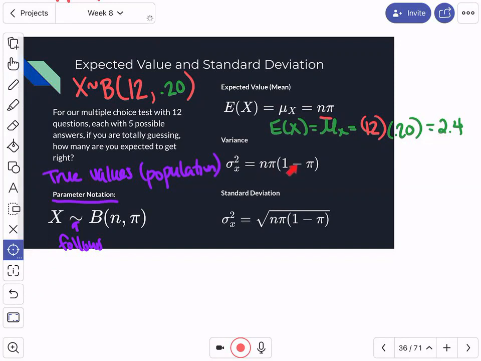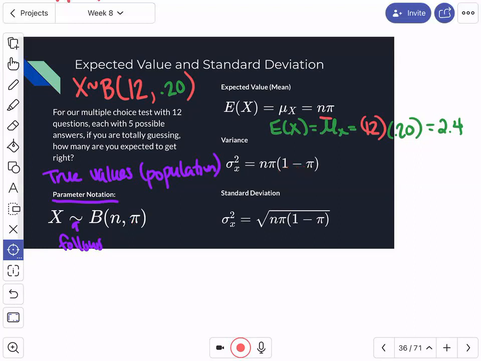What is 1 minus pi? What is pi? Pi is the probability of success, right? So the probability of success is 0.2. What's 1 minus 0.2? 0.8. This 1 minus pi is the failure rate.